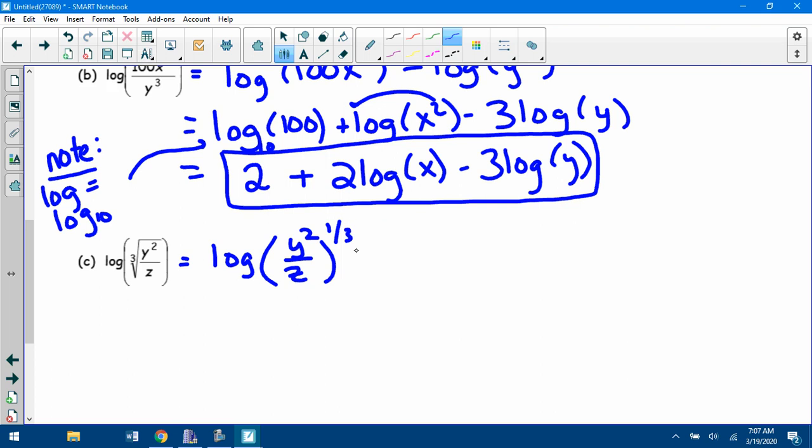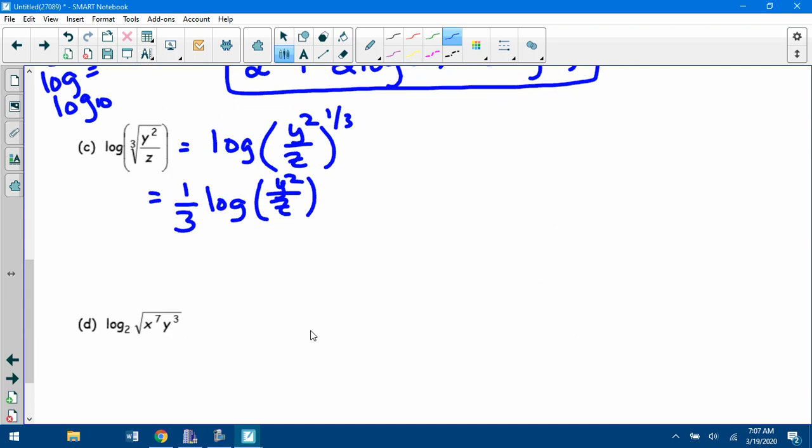So now think big picture. Is everything being multiplied, divided, or raised to a power? Well, now everything is being raised to that power. So I would start with bringing the 1/3 out front. 1/3 log of y squared over z. Now what's happening? Is everything being multiplied, divided, or raised to a power? Only the y is being raised to the power. It's all being divided, so I have to subtract. So it's going to be 1/3 log of y squared minus log of z.